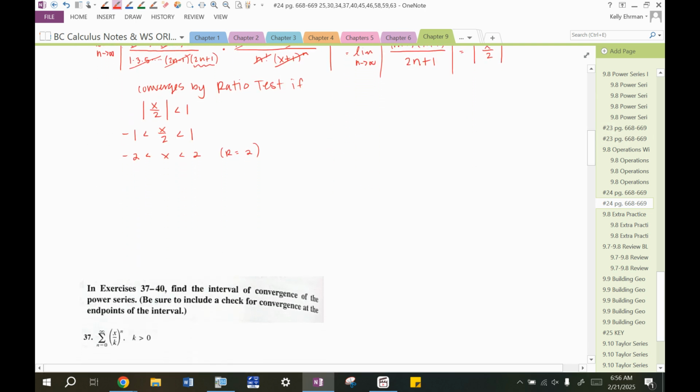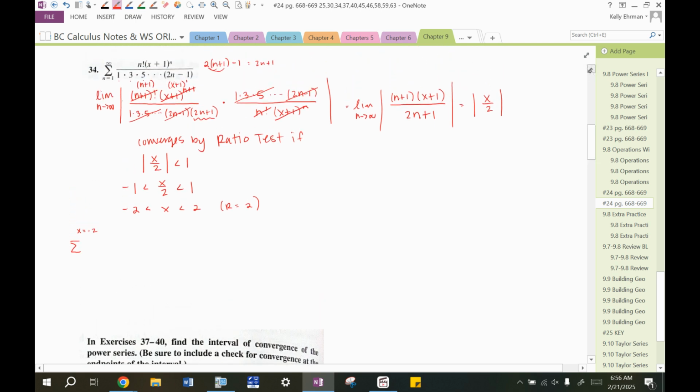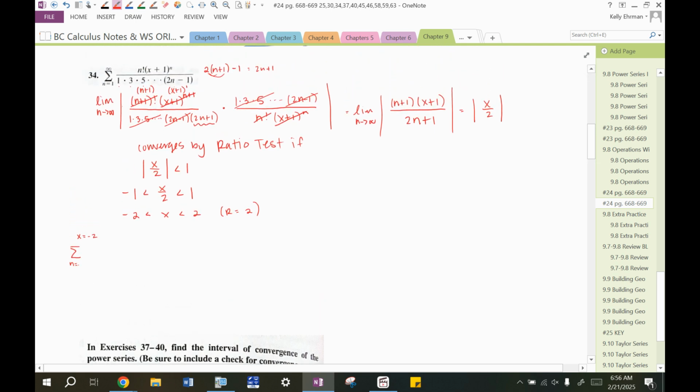And then we need to check these endpoints. So I'm going to check the endpoints and plug in what I have here. All right, so if x equals -2, then what does this original series become? So we've got the series from 1 to infinity of n factorial, -2 plus 1 would be -1 to the n, so it's something alternating, over 1 times 3 times 5 times 2n minus 1.